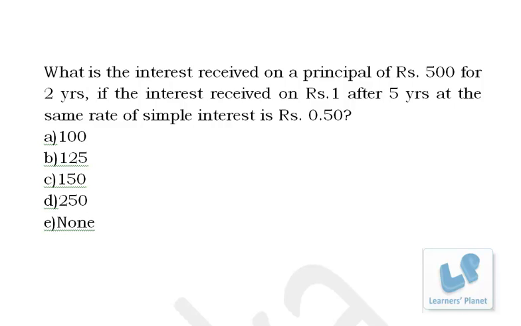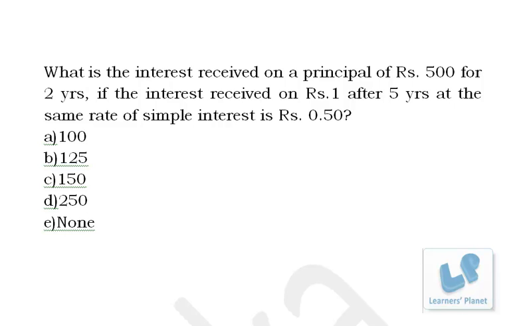Here, we have to find the interest received on a principal of rupees 500 for 2 years, if the interest received on rupees 1 after 5 years at the same rate of simple interest is rupees 50. Now on 1 rupee it is 50 paisa. That means on 100 rupees it is 50 rupees. That means 50% money you are getting as interest after 5 years, right?